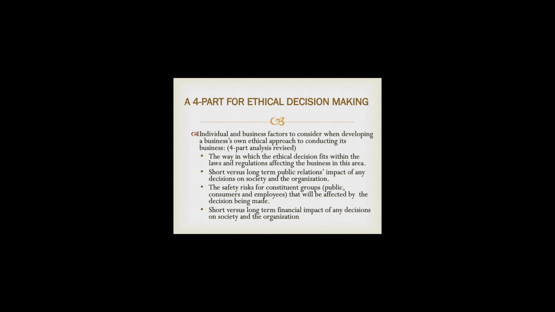You also look at short-term versus long-term public relations impact of any of the decisions on the society as well as the organization. So kind of a utilitarian, but taking the consequence idea and looking at it short and long term to see what those consequences might be. A third aspect of it is the safety risks for constituent groups, and I identify some of those constituent groups. The public, consumers, employees are all constituent groups that you look at. Is this safe, or what the safety risks are of the decision that the business is making?